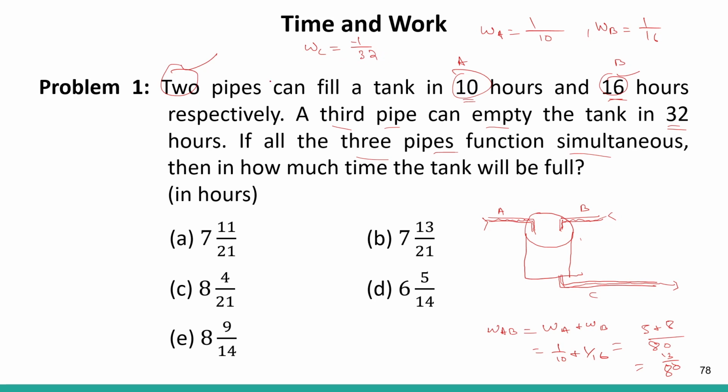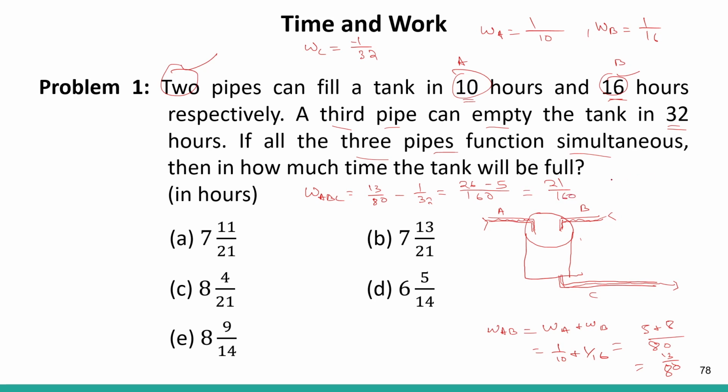The combined work rate of ABC, WABC, is equal to the work rate of A plus the work rate of B, that is 13 by 80, minus 1 by 32. So this will be over 160: 26 minus 5, which is equal to 21 by 160.